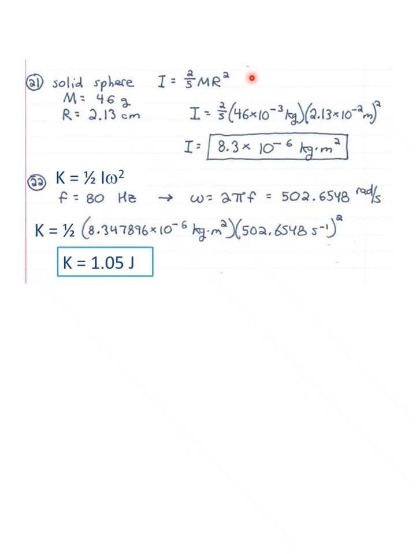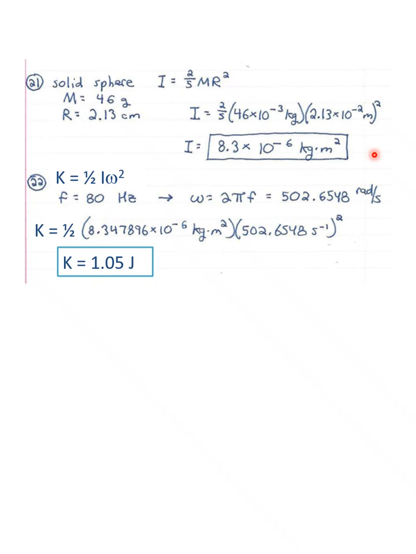Let's get all of these in MKS units. So 46 grams is 46 times 10 to the negative 3 kilograms. For the radius of 2.13 centimeters, we'll do 2.13 times 10 to the negative 2 meters. Plug those into the formula, and you get a rotational inertia of 8.3 times 10 to the negative 6 kilograms meters squared.